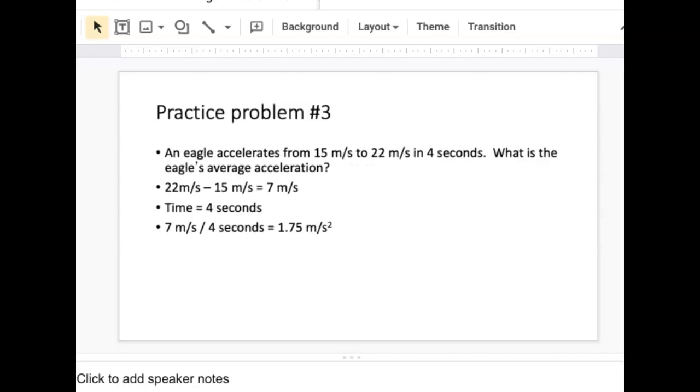Practice problem 3. An eagle accelerates from 15 meters per second to 22 meters per second in 4 seconds. What's the eagle's average acceleration? So Vf is 22 because that's the final, minus 15, the original, and that gives you a change in speed of 7 meters per second. Divide that 7 by the total time of 4 seconds, and you get 1.75 meters per second squared. Or remember, you can write it as meters per second per second.